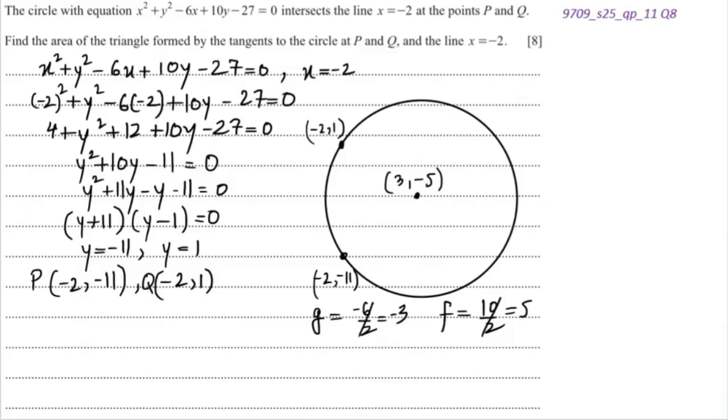So there is, let me use a different pen. So there is a tangent over, let's say here, okay? And there is a tangent over, let's say here, right? I'm sorry about the drawing. So the tangents and these P and Q. So basically, I need to find the area of this triangle.